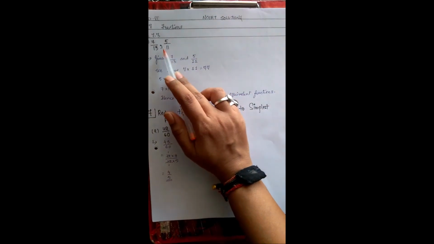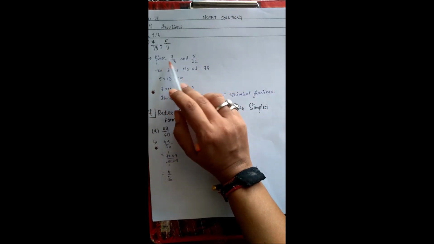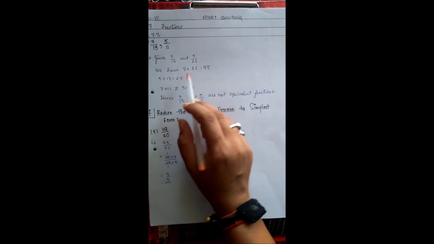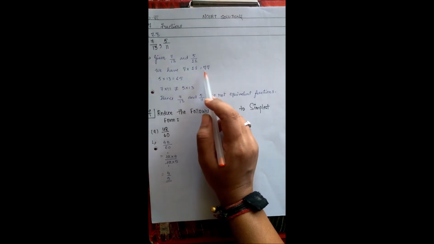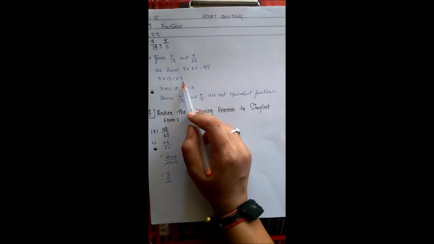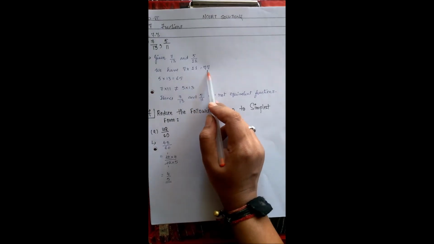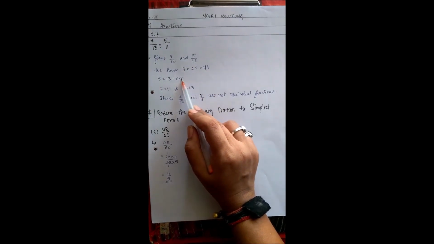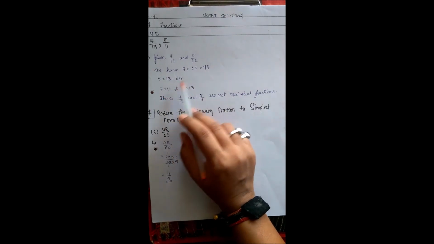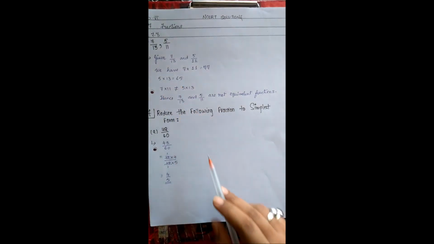Next question. 7 upon 13 and 5 upon 11. Given 7 upon 13 and 5 upon 11, we have 7 into 11, that is 77, and 5 into 13, that is 65. Here it is 77 and here it is 65. That means both are not equivalent.